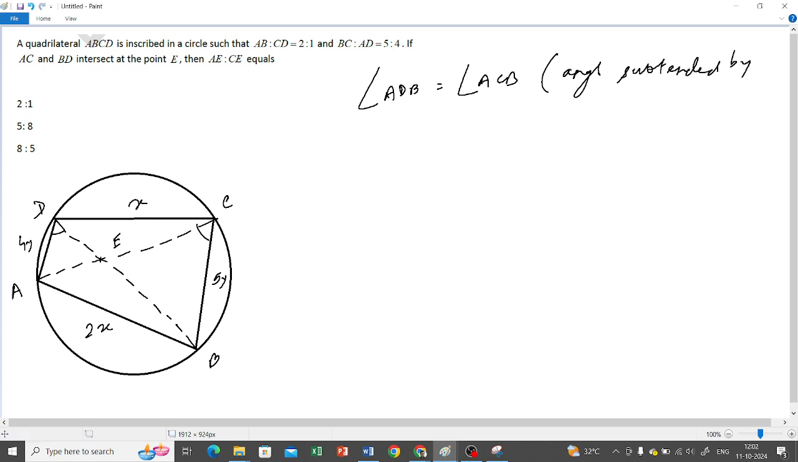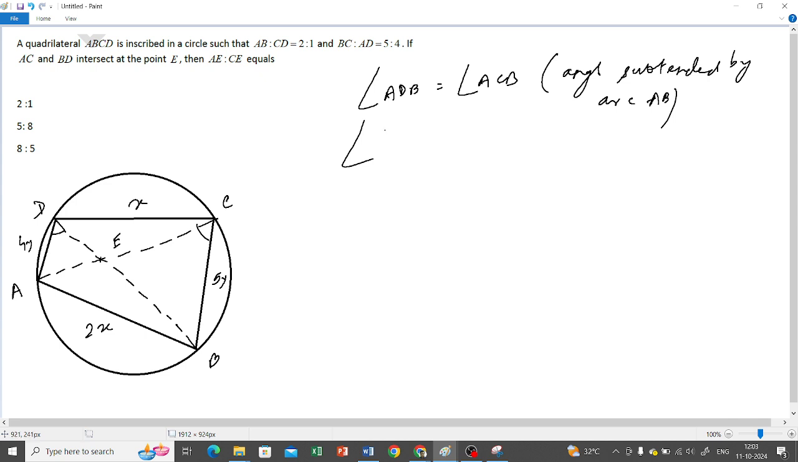Angle subtended by what? Arc AB. তাই তো? মনে আছে এই প্রপার্টিটা সুতমা? Angle subtended by an arc at all the points on the circumference are equal. So ADB is equal to ACB. হ্যাঁ স্যার। Okay.